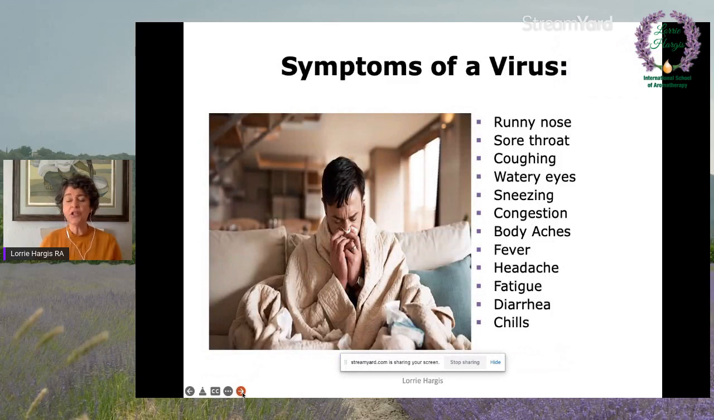So let's look at the symptoms of a virus. We can have a runny nose, a sore throat, coughing, watery eyes, sneezing, congestion, body aches, fever, headache, fatigue, diarrhea, and chills.